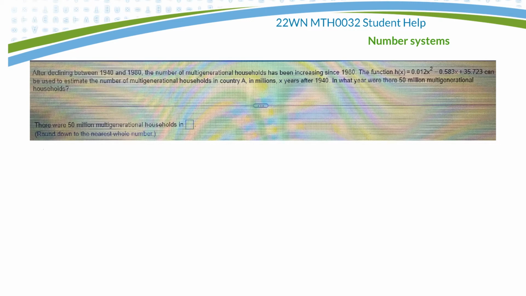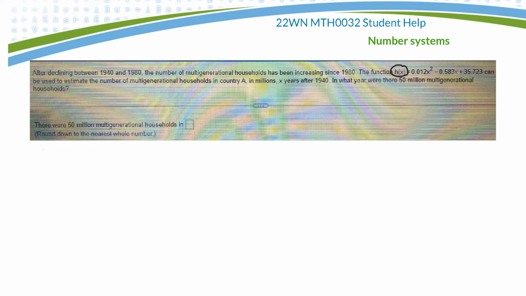All right, here's a couple of good questions. After declining between 1940 and 80, the number of multi-generation households has been increasing since 80, and that function can be used to estimate the number of households after 1940. In what year were there 50 million multi-generational households? So h of x is how many multi-generational households.